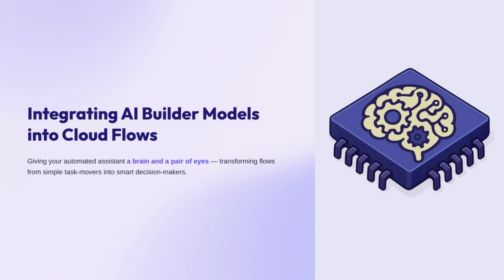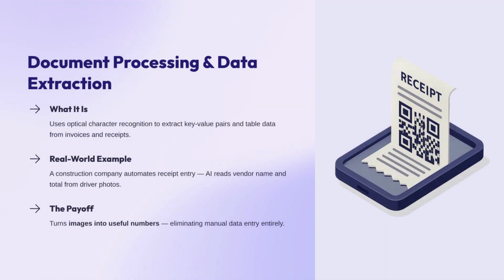So now that we've mastered the idea that our flows can have a brain, you might be wondering how we handle those piles of paper invoices that usually require a human to type them in. Well, that brings us right into our next step, which is document processing and data extraction. This brings us to document processing.